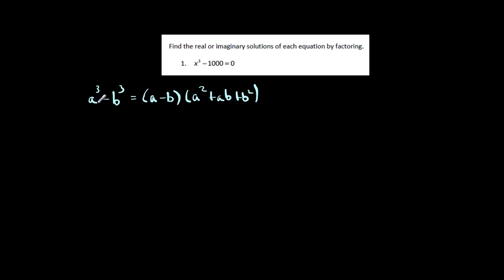So the first thing is we want to write it in this form. So x to the third minus 10 to the third is the same as this. My a is going to be x. My b is going to be 10. So let's fill in these. A minus b is going to be x minus 10. A squared is going to be x squared. A times b is 10x. And b squared is 100.